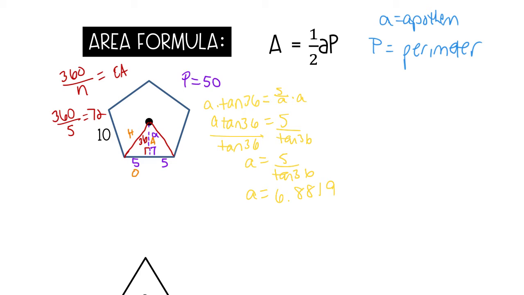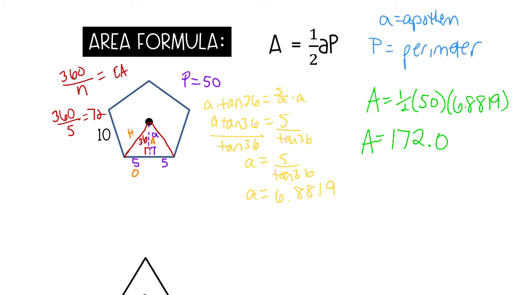Now, I have everything I need to find the area of this pentagon. I know the area is equal to 1/2 times the perimeter, which we know is 50, times the length of the apothem, which is 6.8819. I multiply these together, and I get the area is 172.0 units squared. Remember that the area is always in units squared.